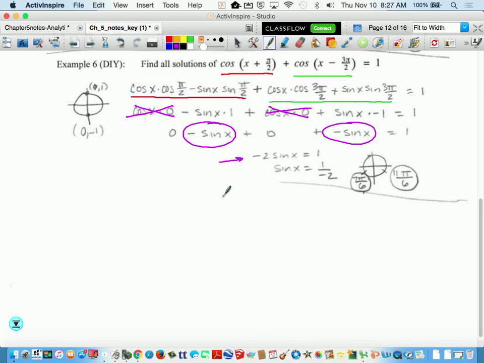And they say 7 pi over 6 and 11 pi over 6, which is the same as 210 degrees and 330 degrees. Where'd you get the -2 from?